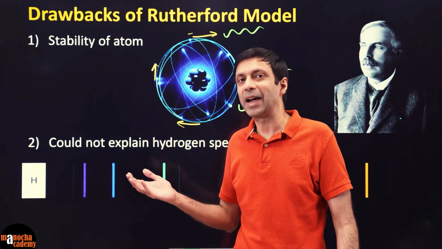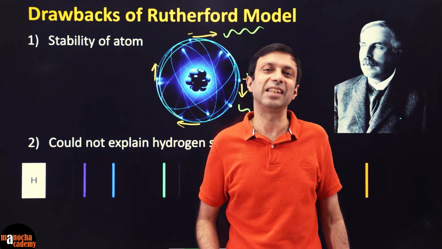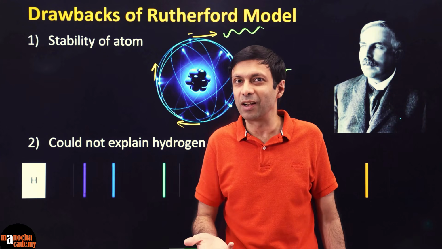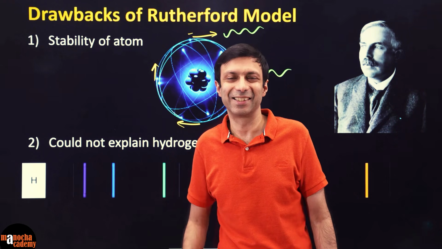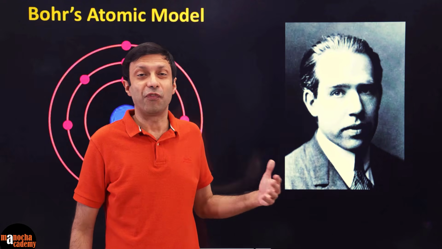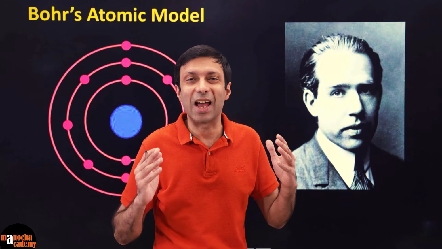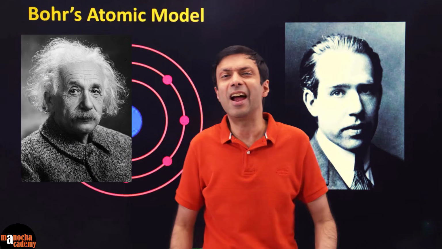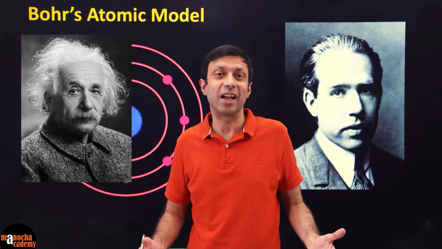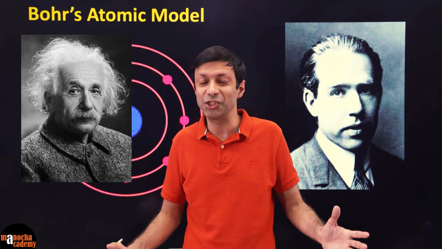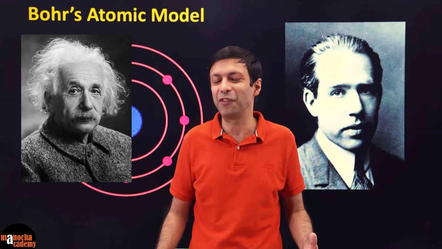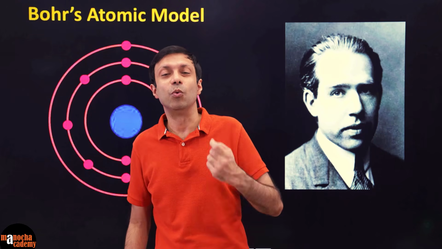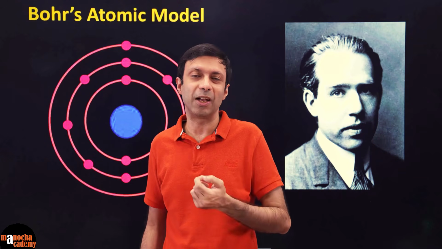So these were the drawbacks of Rutherford's model, and let's take a look at what Niels Bohr's model was and how they rectified this. Niels Bohr, the famous scientist who challenged Albert Einstein, that's right, he had many debates with Albert Einstein. Both of them really admired each other, but they had a lot of scientific debates, and Niels Bohr was the scientist who challenged Albert Einstein. So he came up with the model which is called the Bohr atomic model.